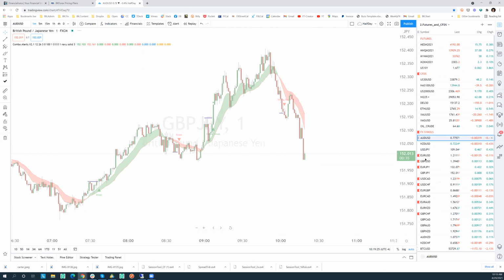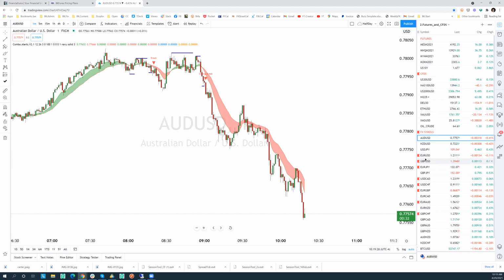Aussie had a big distribution. It's very oversold now. Clearly negative risk trade at this point. So we have to wait here to see when we get turned around if there's anything going on here.